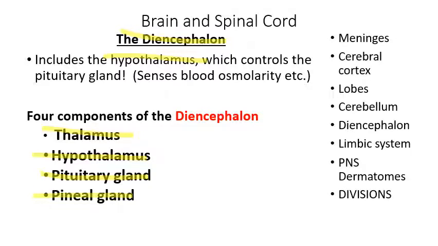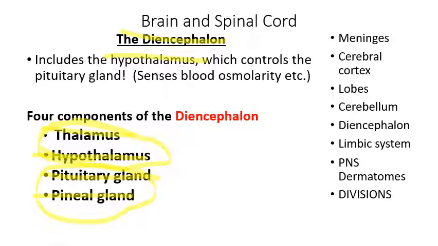But remember that only 2 of the 4 parts of the diencephalon, namely the thalamus and the hypothalamus, are officially neural tissue. Those are made of neurons. The pituitary gland and the pineal gland are not made of neurons, and they are also classified as being part of the endocrine system.